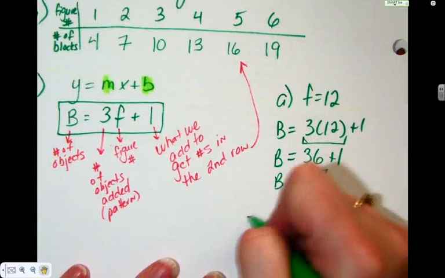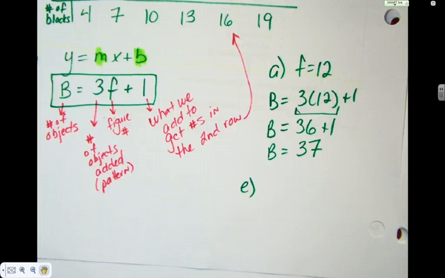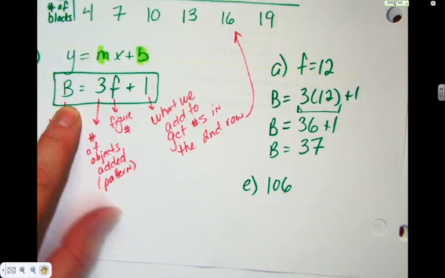Well, we can also use the equation to go backwards. So E wants to know which figure would have 106 squares or blocks. So what I'm going to do this time is put the b in, which they've told us is 106.